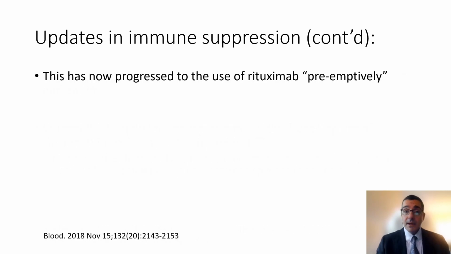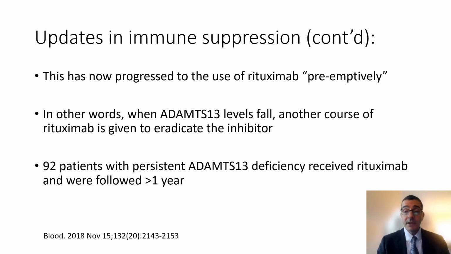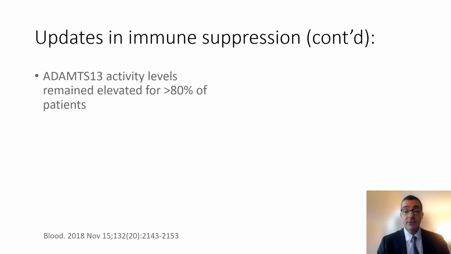The use of rituximab has been so successful in the treatment of immune TTP that it can now be used preemptively. So in other words, if we notice that ADAMTS13 levels are starting to fall while someone is in remission, we can give another course of rituximab in an attempt to eradicate the inhibitor. And this comes from really good studies from the French Thrombotic Microangiopathy Reference Center, in which they followed patients who had a persistent ADAMTS13 deficiency.